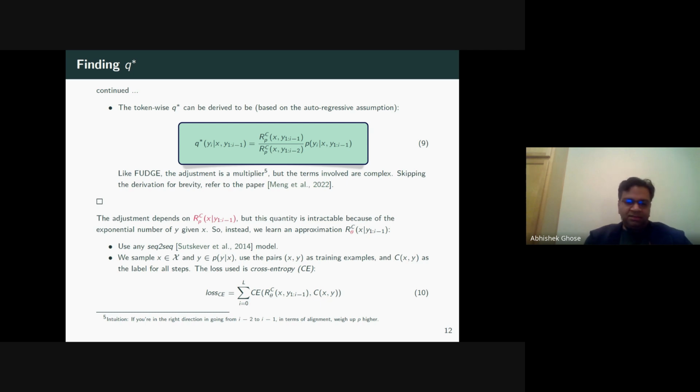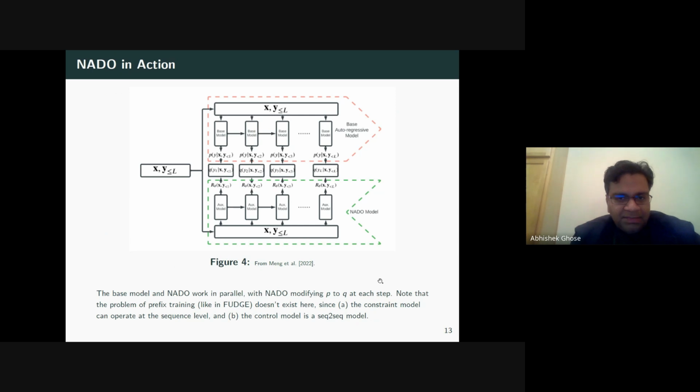So now you have the sequence to sequence model, which, given any input and any partial string, will give you the alignment value, which hopefully is close to the theoretical value that we need, right? So that becomes the controlling model here. And the way it works is, and I apologize for this diagram, it's not very clear. This is taken from the paper.